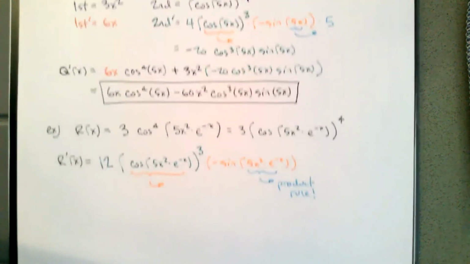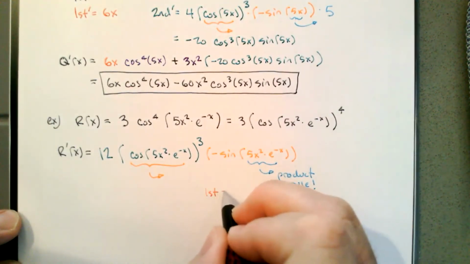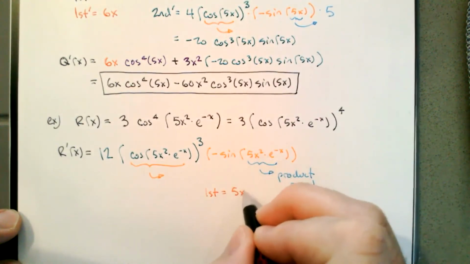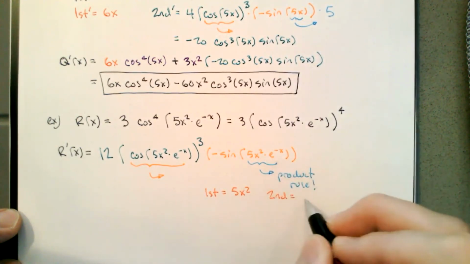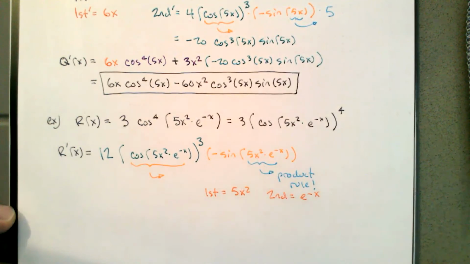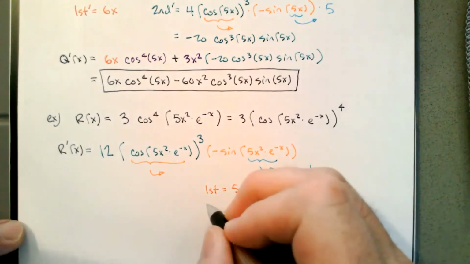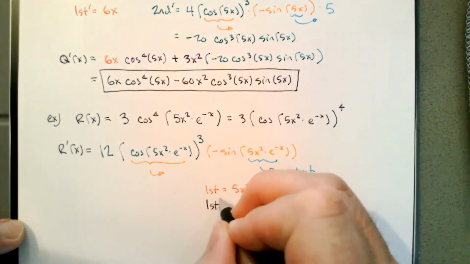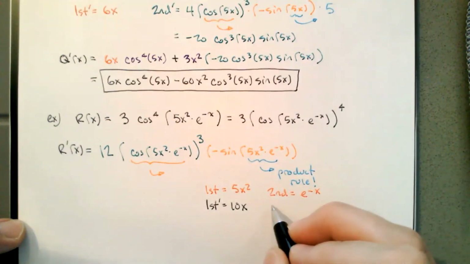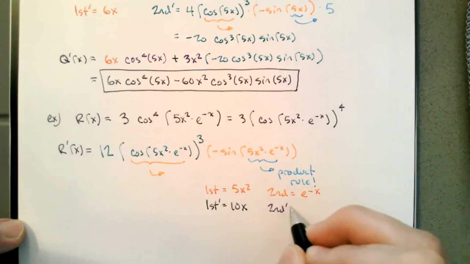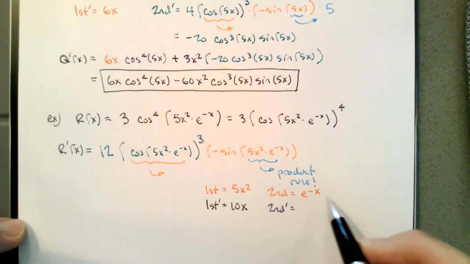So for this product rule, I'm going to have a first. The first will be 5x squared. And our second is an e to the negative x. The product rule requires the derivative of the first, which is 10x. And we'll also need the derivative of the second. The derivative of e to the something is e to that thing times the derivative of that thing.